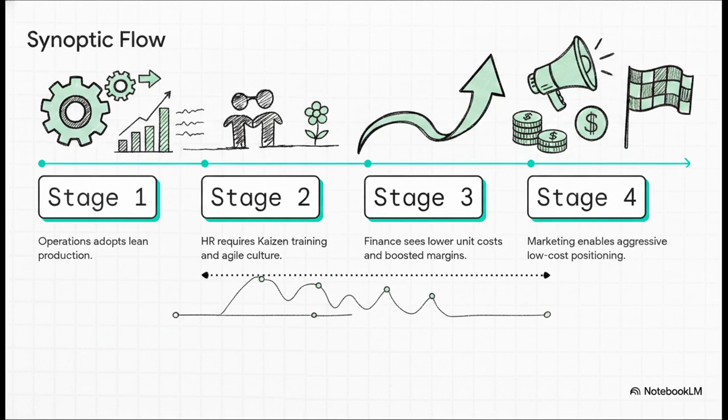They now have to implement Kaizen training to build this new agile continuous improvement culture. This operational shift then lowers unit costs, which absolutely thrills the finance department because it massively boosts profit margins. And finally, those lower costs give marketing the sheer power to execute an aggressive, low-cost positioning strategy out there in the marketplace. Literally, everything is connected.